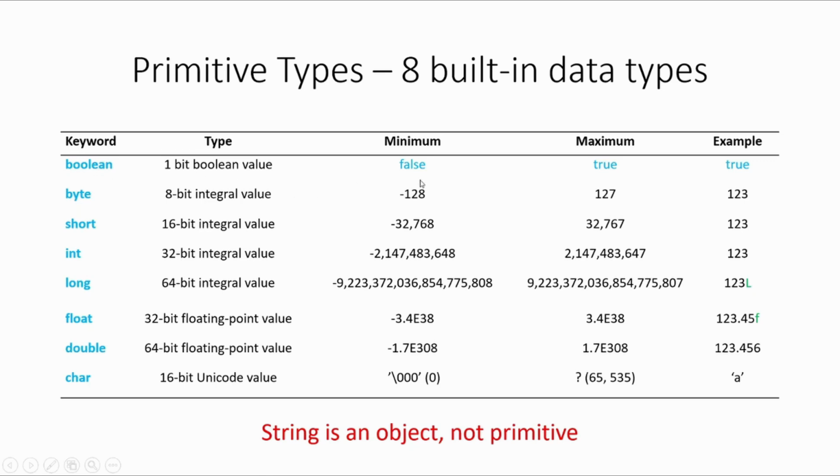Boolean, you can store either true or false. Byte, you can store any number between -128 and 127. Remember that the value we store in a byte variable, the right hand side is by default an integer. It auto boxes into byte.